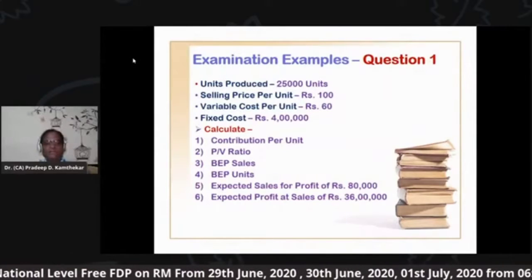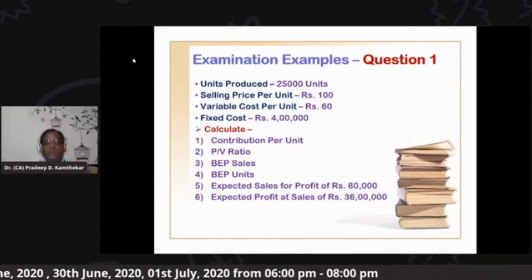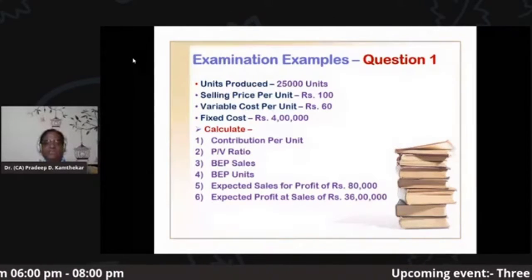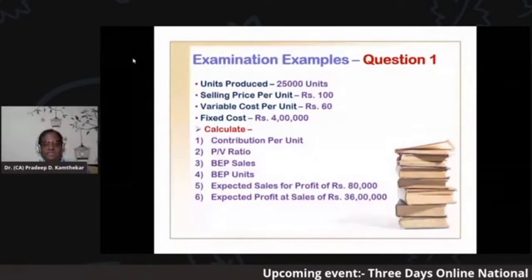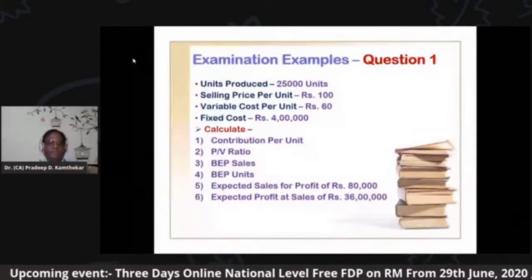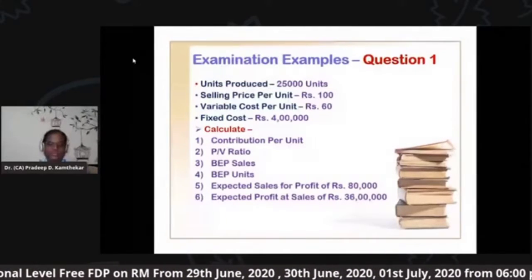Now let us see examples. Number of units produced, 25,000, is given to you, and for that the selling price per unit is 100, variable cost is 60 rupees, and fixed cost is 4 lakhs. So it is a very simple problem where selling price per unit is 100, variable cost 60, total units 25,000 are given.